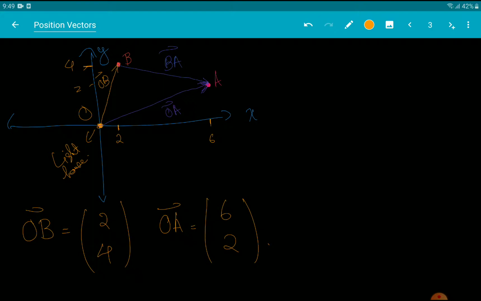But let's say you were at point O, and you take these independent steps, 2 steps in the X direction and 4 steps in the Y direction, to get to point B. Now you're at point B. If you were to take some number of steps in the X direction and some number of steps in the Y direction that is given by BA, you would end up getting to point A.